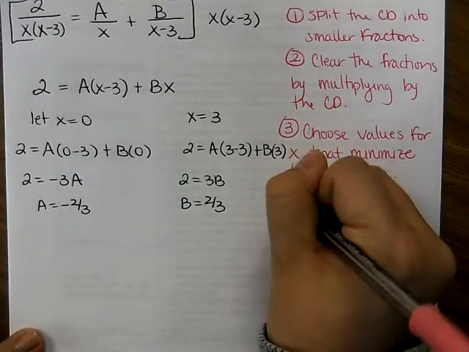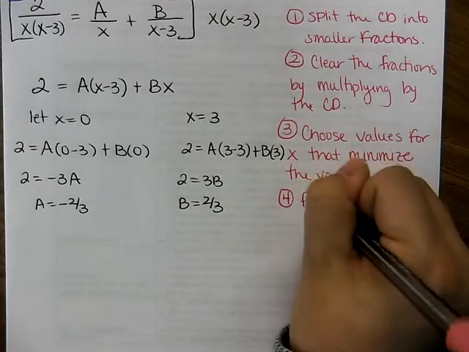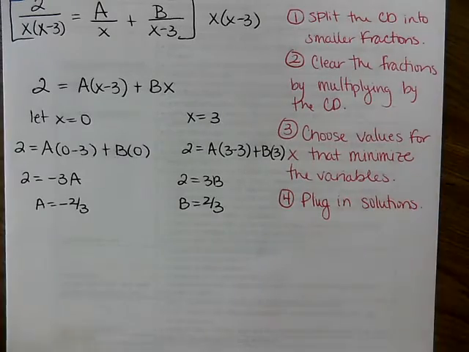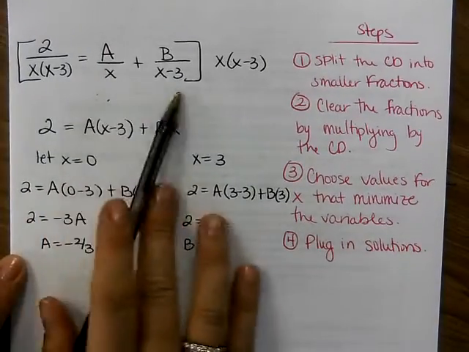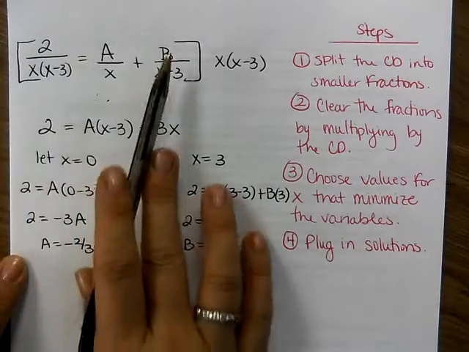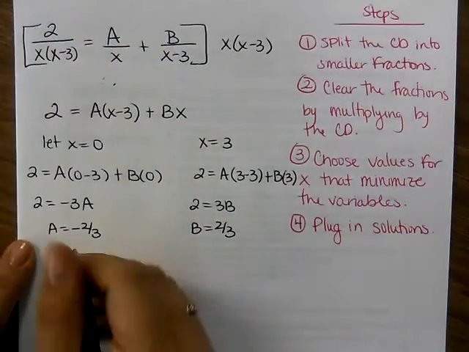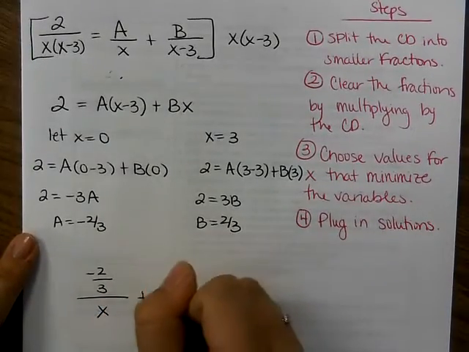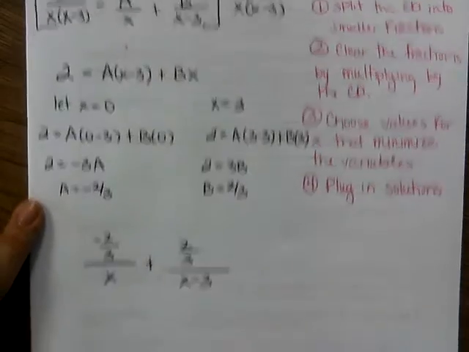Okay, now step 4, once we've solved for all of the variables, once we know a and b, then we just want to plug in our solutions. So we go back to this original piece here, where we said that a over x plus b over x minus 3 is going to equal this. So I know a, it's negative 2/3, and that's over x, plus b, which is 2/3 over x minus 3.